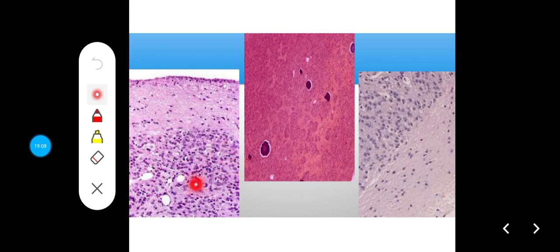Now these are other images of the pineal gland. This, you can see the cells, then you can see the pineal concretions. Same thing here. Brain sand, it's called the brain sand.